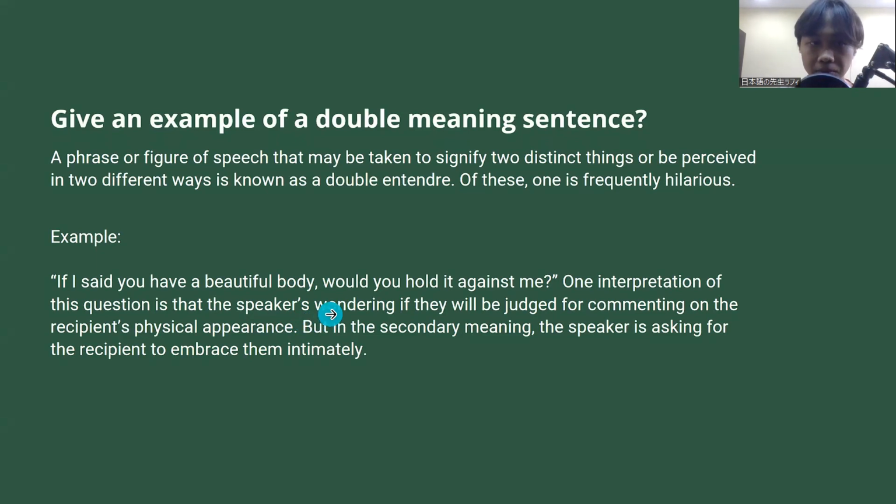So for the first example, if I said, you have a beautiful body, would you hold it against me? One interpretation of this question is that the speaker is wondering if they will be judged for commenting on the recipient's physical appearance. But in the secondary meaning, the speaker is asking for the recipient to embrace them intimately.